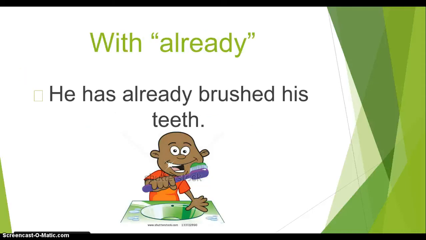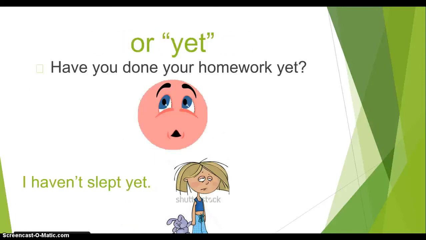We use it with already. He has already brushed his teeth. For example, again, some activity has happened, but the time is not important. We also use it very frequently with yet, and we use it with yet with the negative and with questions. So for example, have you done your homework yet? We're not asking about any particular time, we just want to know about the event. Or negative, I haven't slept yet.